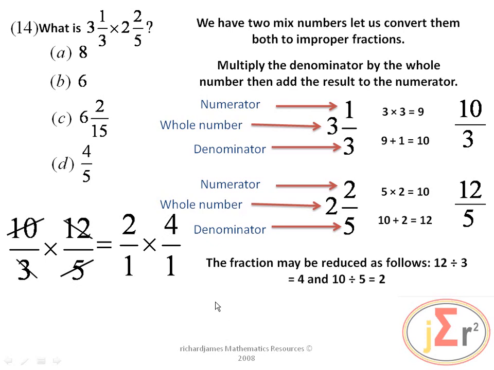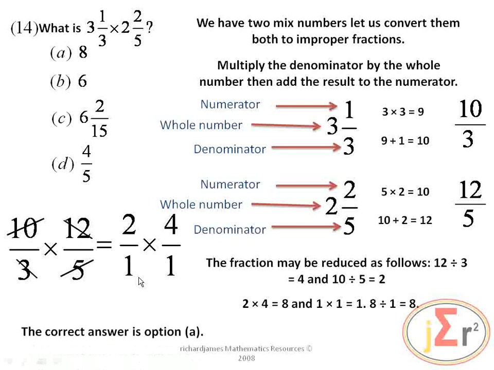Finally, we will say what? 2 multiplied by 4 is equal to 8. And 1 multiplied by 1 is equal to 1. So 8 divided by 1. And that is equal to 8. The correct answer is option A.